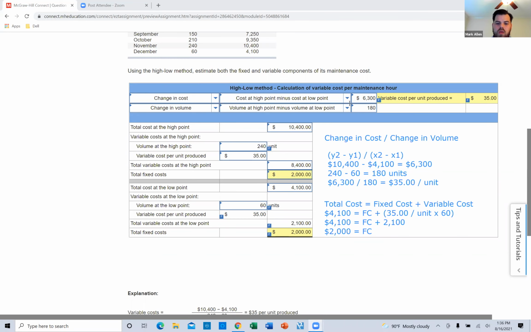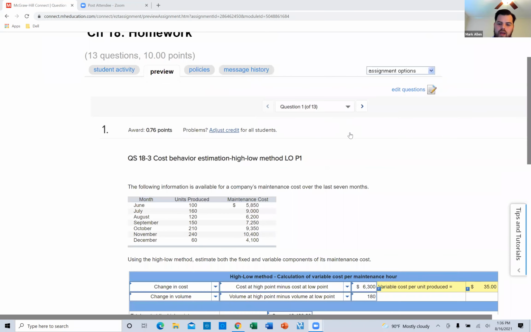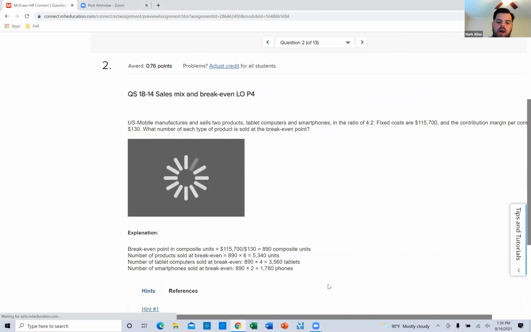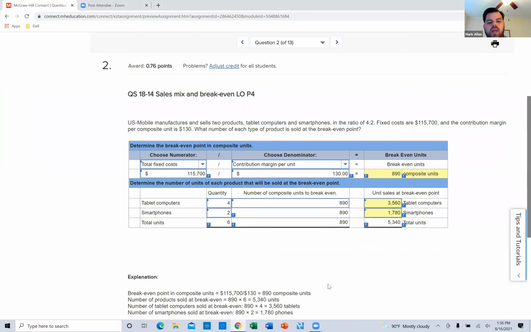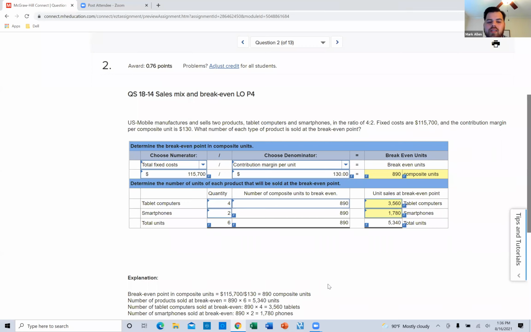Very good. Now, with that one done, we'll go ahead and we'll move on to number 2. So that is our high-low method. Next, we're looking at one of our other analysis techniques. We're looking at sales mix and break even. So they tell us here, US Mobile manufactures and sells 2 products. They sell both tablet computers and smartphones in the ratio of 4:2. Fixed costs are $115,700 and the contribution margin per composite unit is $130. What number of each type of product is sold at the break-even point?